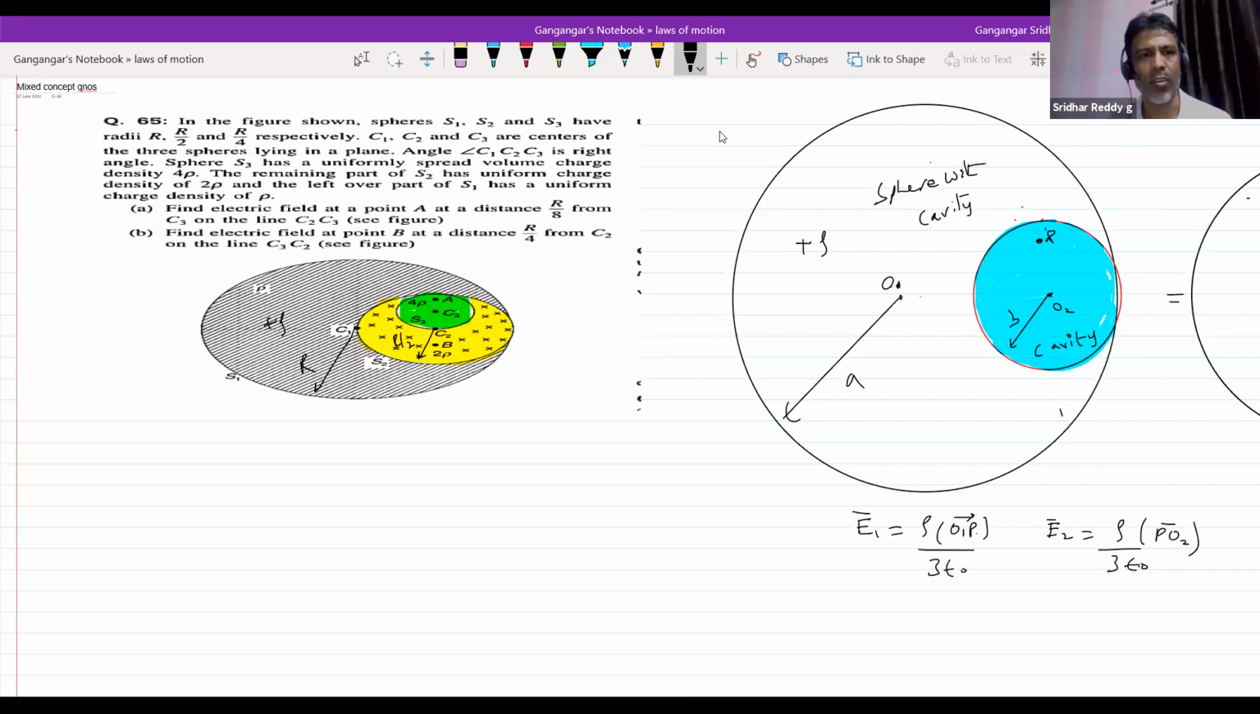First we'll find the electric field at point A. It is at a distance R by 8 from C3 on the line joining C2 and C3. So from C3 it is at a distance R by 8. So I'll draw the diagram.